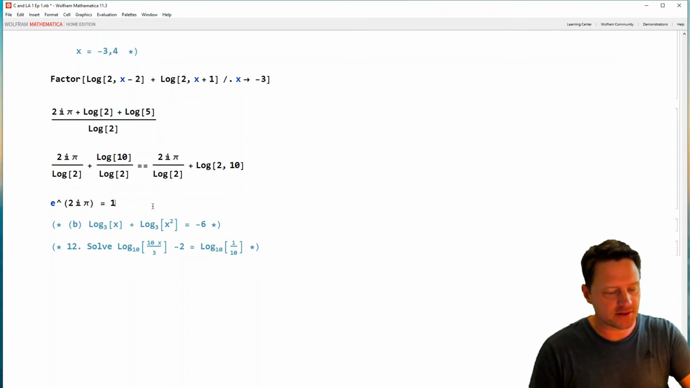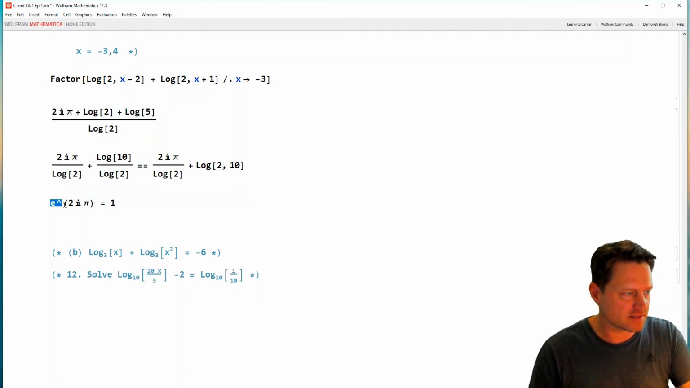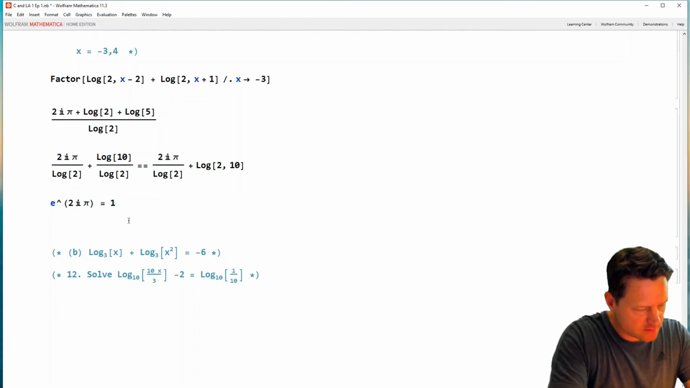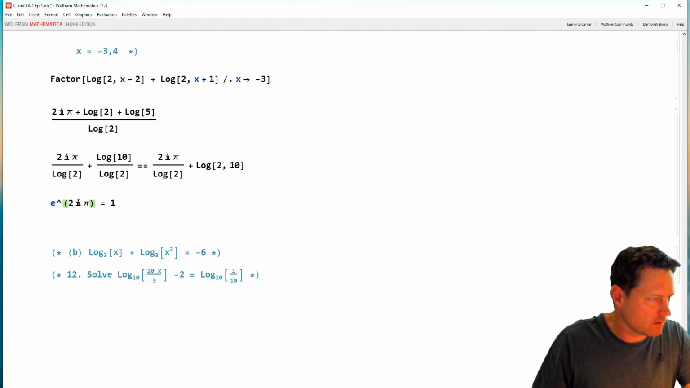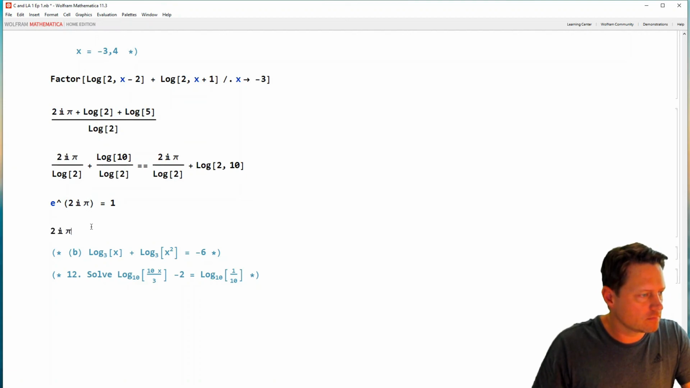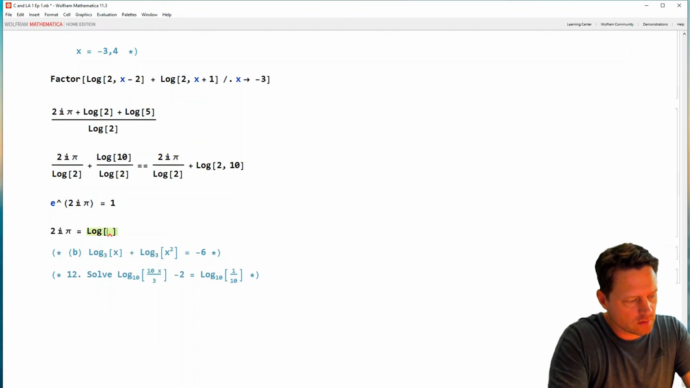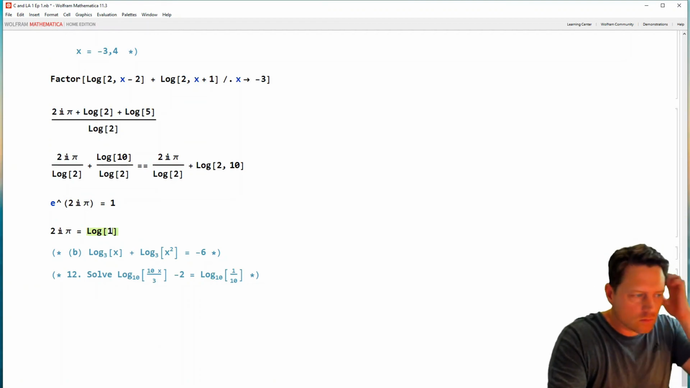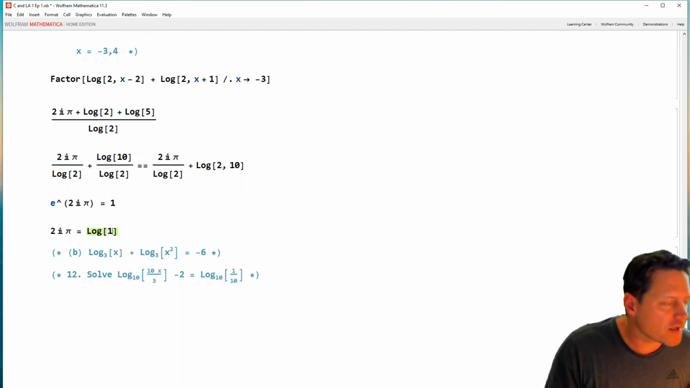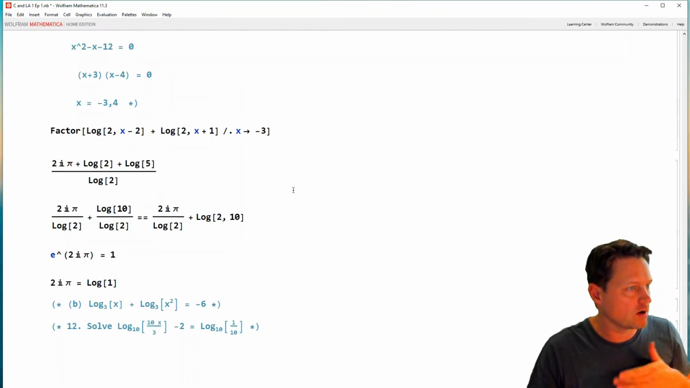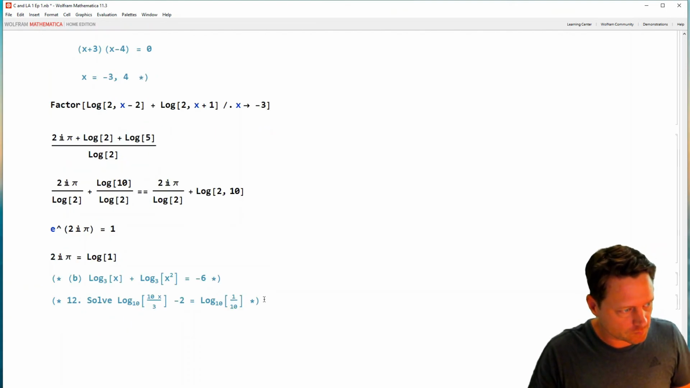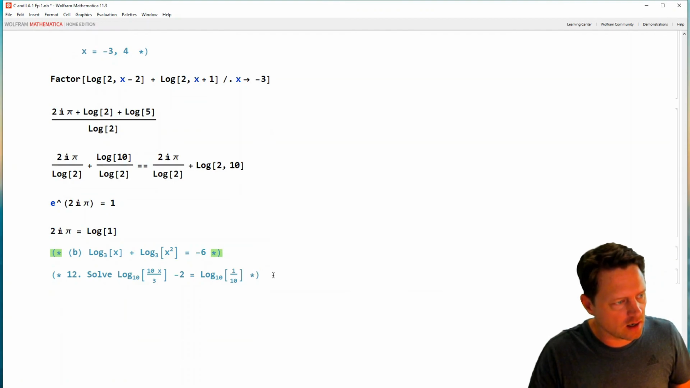Because if you take the natural logarithm of this expression, what you have is that 2 pi i is equal to the natural log of 1, right? Okay, sure. So that's all fine there. That's not a problem in solving that one up here and getting a minus 3. Okay, now next one.